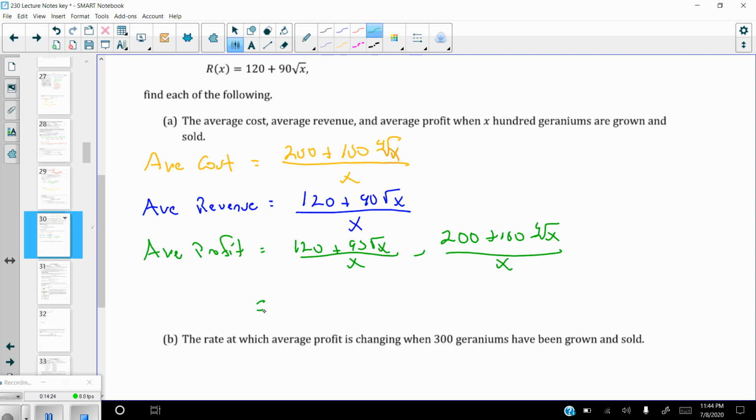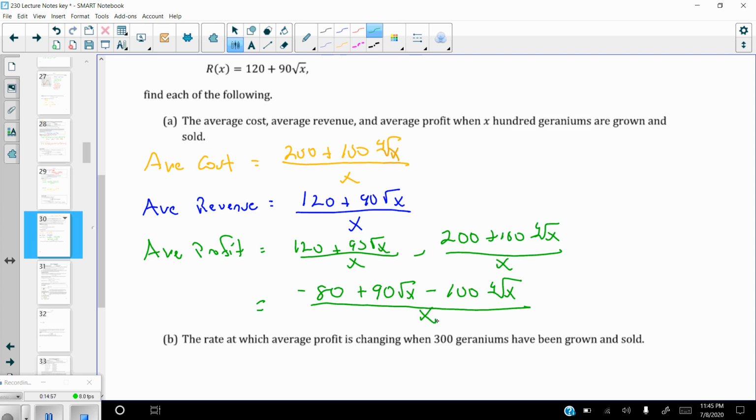let's see, I've got a constant of 120, I've got a constant of 200. So 120 minus 200 is minus 80. I have 90 square root of X, but I can't subtract the other one because it's a fourth root. The roots are different, so we can't subtract them. So we're just going to write it as plus 90 square root of X, and then minus 100 fourth root of X, and divide the whole thing by X. And that's your average profit.